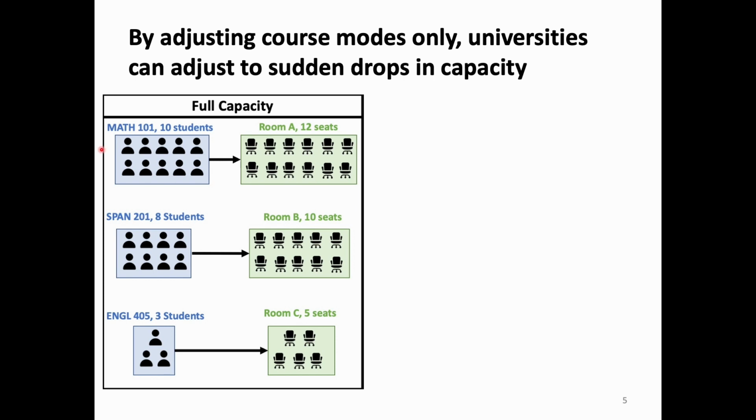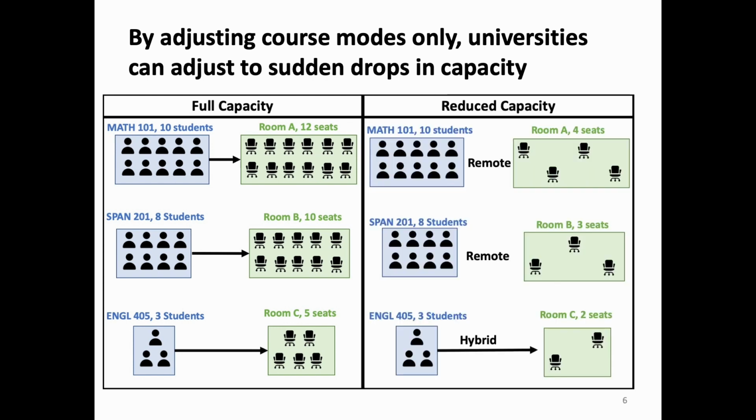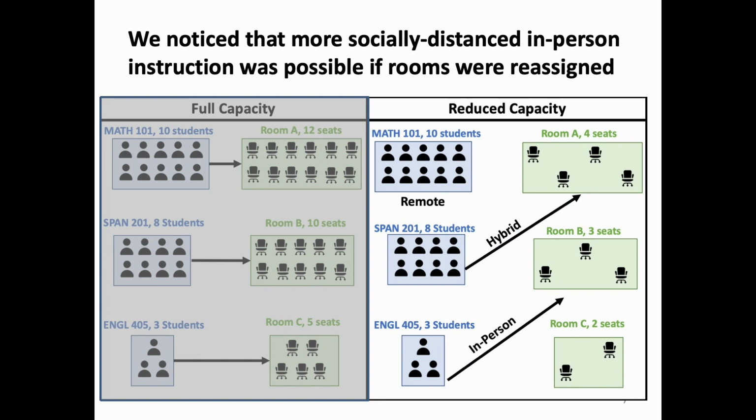For example, consider what would happen in this example if we delivered these 3 courses in these 3 classrooms for a particular time slot in the timetable. Under reduced capacity from social distancing, we would see that, for example, this math class with 10 students could no longer fit in this room with 4 seats, and therefore that class would need to be delivered in remote mode. Similarly, for this English class with 3 students, we see that it could be delivered in hybrid mode in this classroom with 2 seats. However, a key observation from our team was that this would open up classrooms, and therefore, if we reassign classrooms, we might be able to make better use of the space on campus.